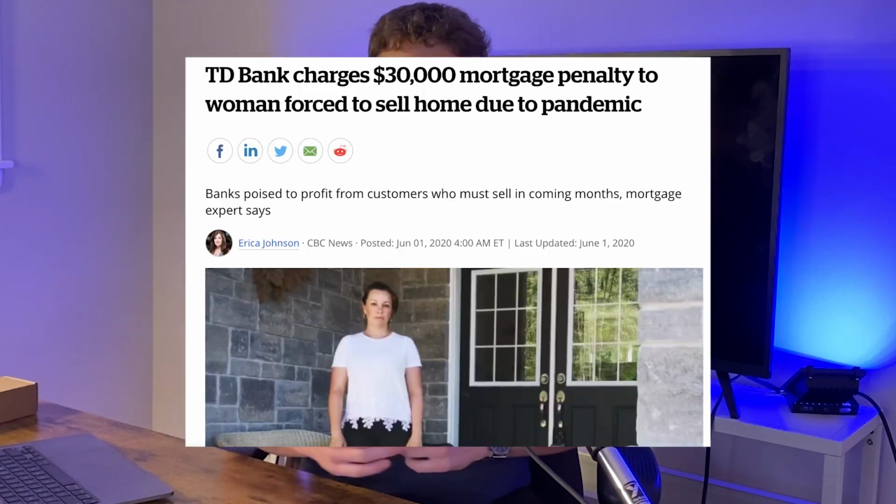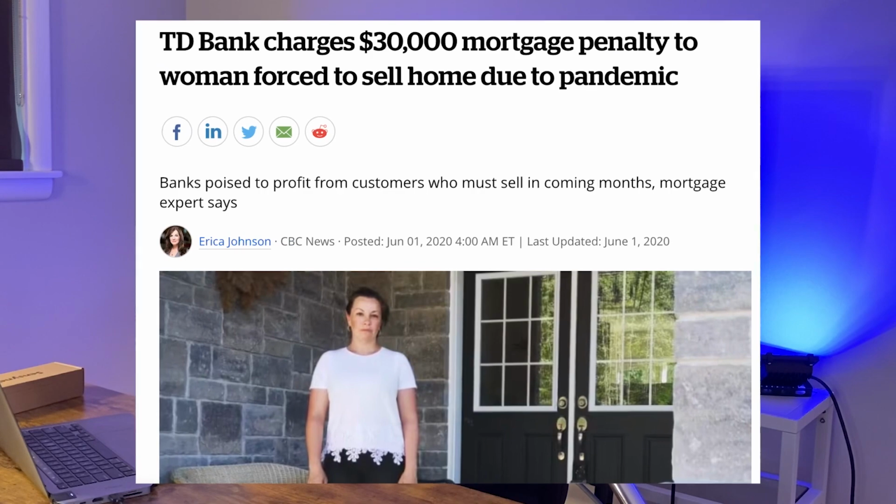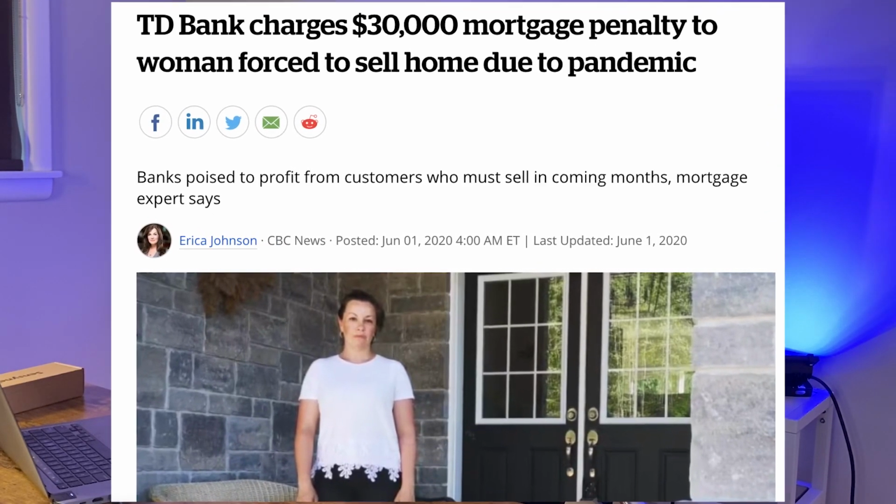Each lender calculates their interest rate differential penalties a little bit different, so that's why it's important to reach out to your lenders to get that exact prepayment penalty number. But interest rate differential penalties have the potential to be quite sizable. Here's an example of an article where a woman was forced to sell her home due to COVID, and the penalty to break that mortgage was $30,000. Now that's $30,000 of equity gone like that.